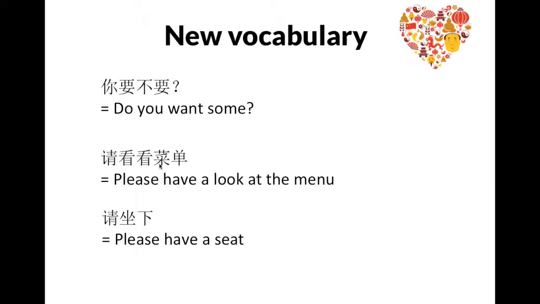请看看菜单. Please, 请看看. So 看 means to see or look, and when we have 2 of them together, it becomes a bit more casual, as we've learned previously. And then 菜单 is menu, so please have a look at the menu. 请坐下. 请, again, meaning please in this case, because it's a pretty small gesture. 坐下, sit down, so please have a seat, as we would say in English.